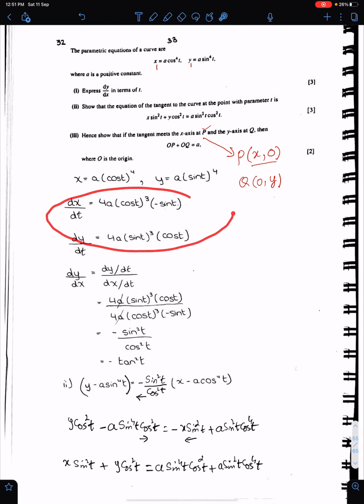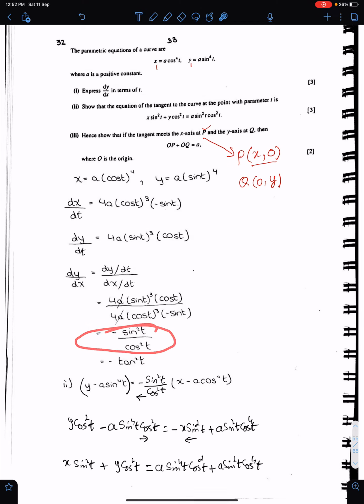Now substitute both into this formula, and this is the gradient, and this is the most simplified form of the gradient. You can leave your answer here or here. Make sure you must use this in the later part while finding the equation of the tangent. Don't use this in the later part.